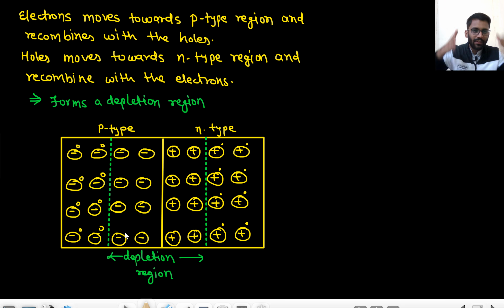So this much region will become immobile. This region will have fewer charge carriers. It won't be that there are none; there can be a small electron or a small hole. In this region there are only immobile ions, and this region is known as the depletion region. Electrons are moving towards the p-type region, and holes are moving towards the n-type region. Both recombine and form a depletion region, where the number of charge carriers is lesser.